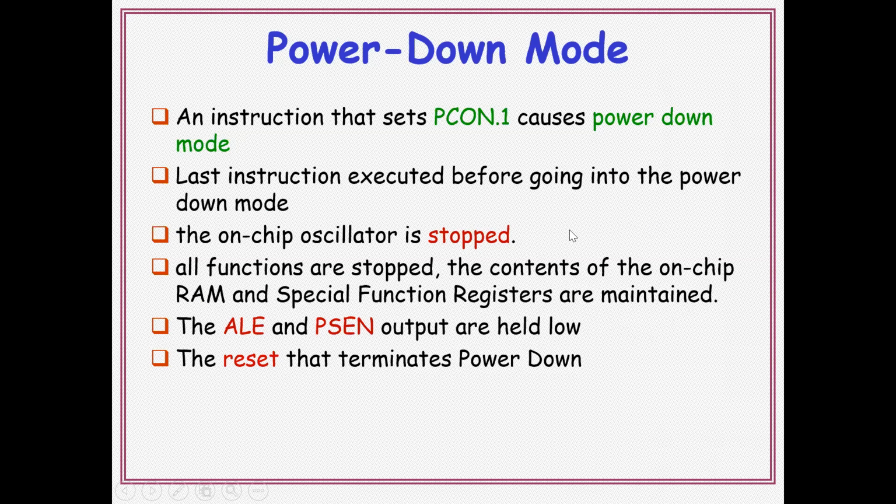In the previous case, the clock supplied to the CPU was turned off. Now the oscillator is turned off, so all functions are stopped. The contents of the on-chip RAM and special function registers maintain their status. The reset terminates power down mode.